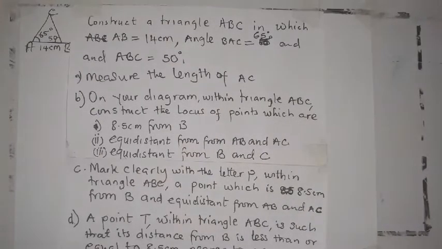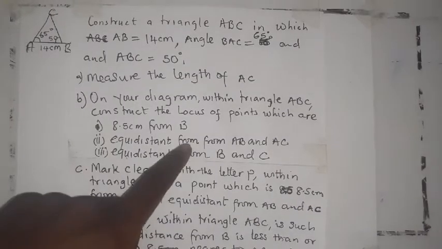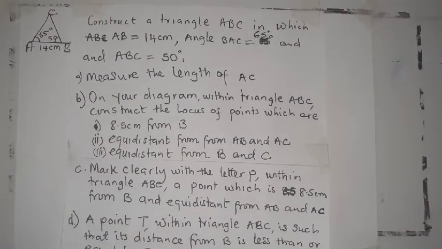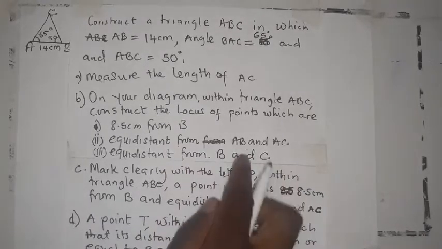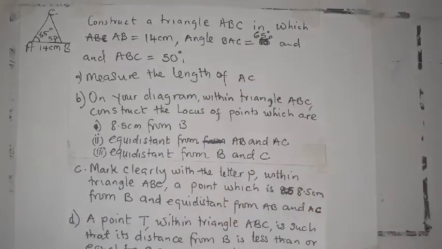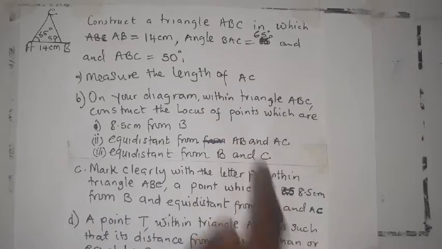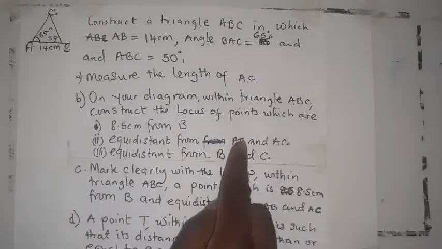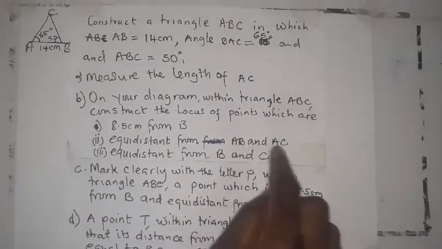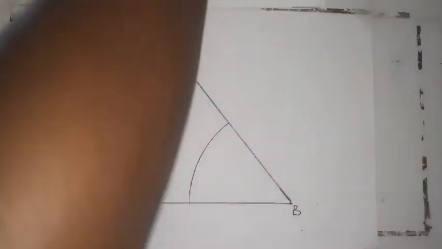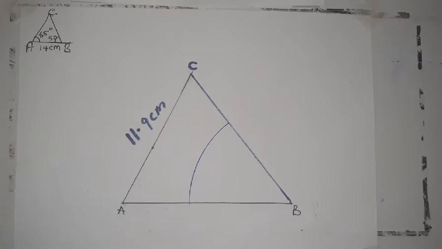And the next question is what? Equidistant from AB and AC. So what did we say here in this case? If you remember where we are coming from, A is common here. Equidistant from AB and AC. So A, which is common here, we bisect the angle. That is what that means. I hope you referred to the previous lessons.